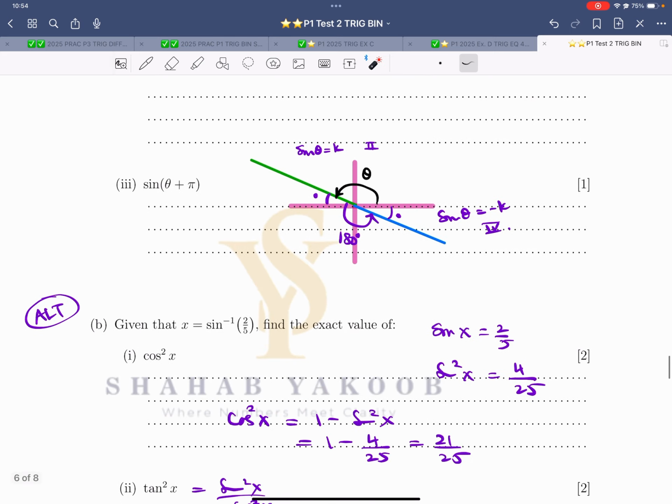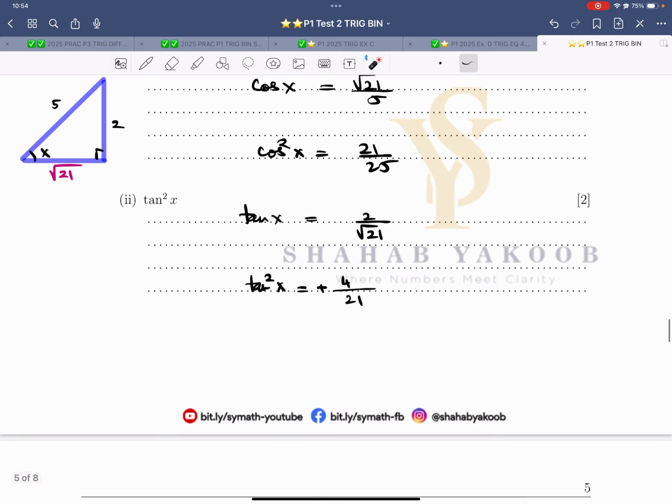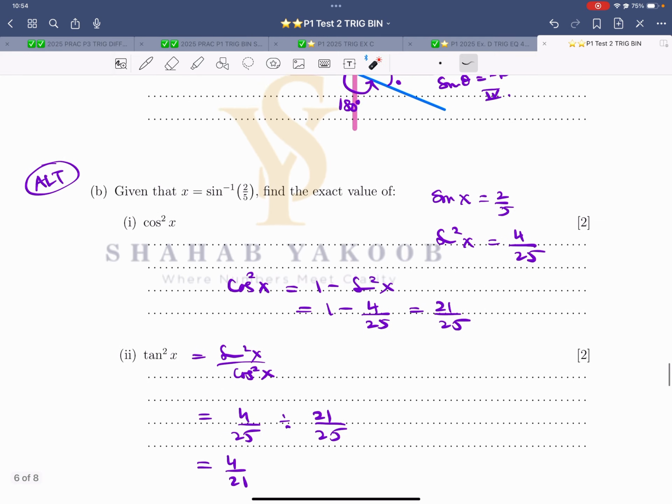I have done this thing alternatively also, according to the identity. Sin x is 2/5, sin square x is 4 over 25, cos square x is 1 minus sin square, 1 minus 4 over 25. My bad, after squaring it's 4 over 25. That is 21 over 25, and also double check. That's 25, that's 21, all good.